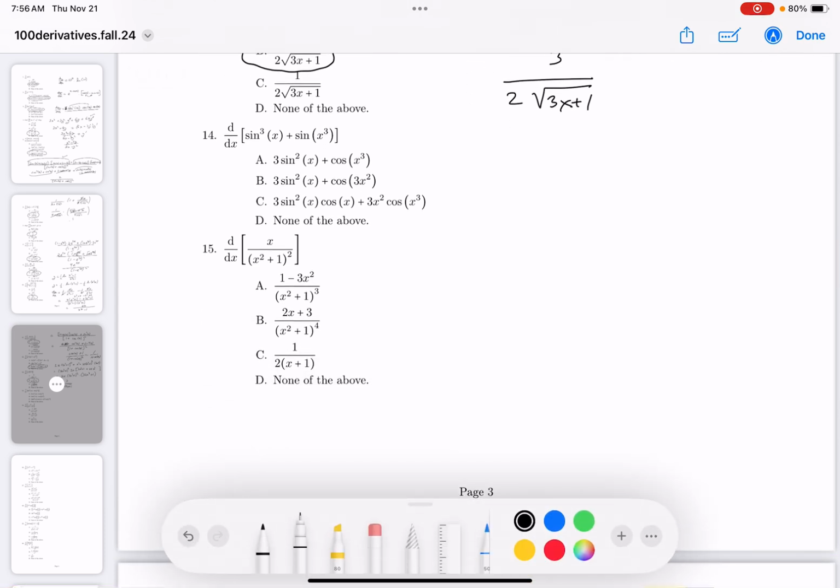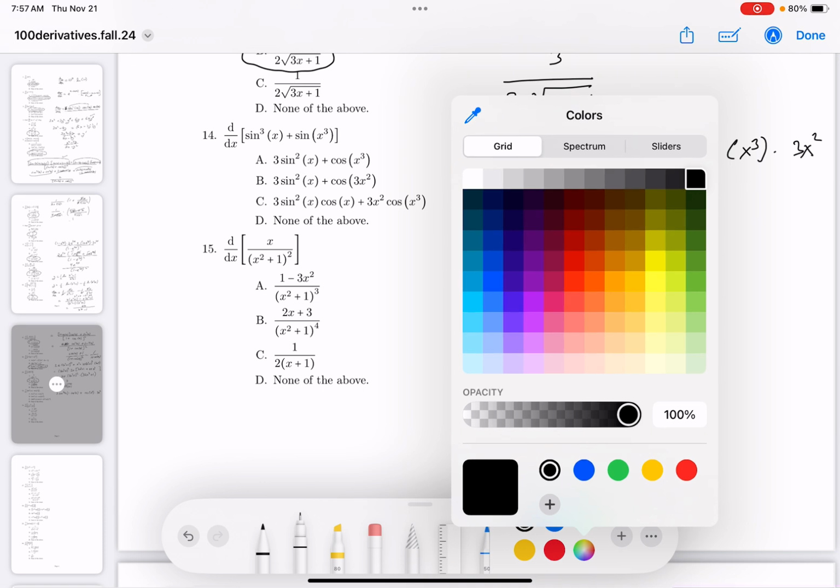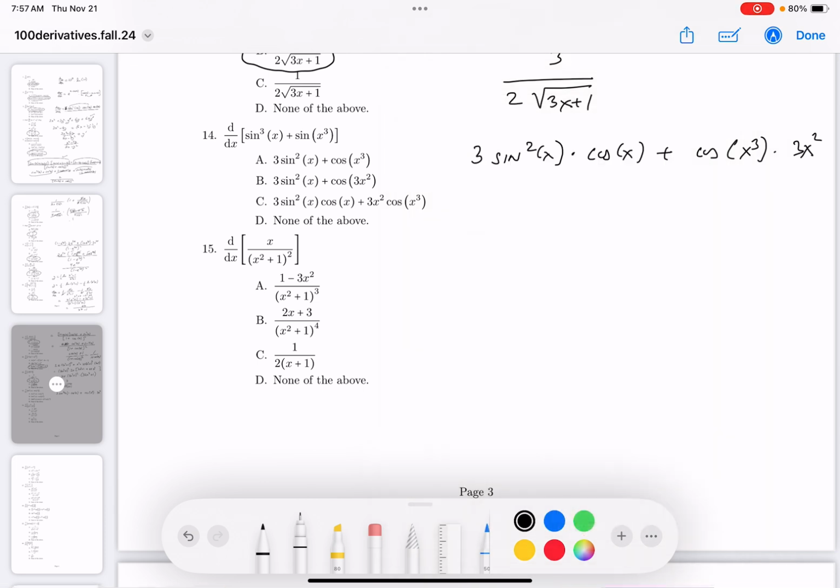Number 14 also looks like a pretty easy one. I'll write this down as 3 sine squared x times the derivative of sine, which is cosine x. Let's see, plus cosine x cubed, and the derivative of the inside of there is going to be 3x squared. All right, I'm going to look around for it, see if I see it. Oops, sorry about that. Let me take a look at that. I think it's C. Let me make sure of that. 3 sine squared, yeah, I got cosine. 3x squared, cosine x cubed. Yep, C.